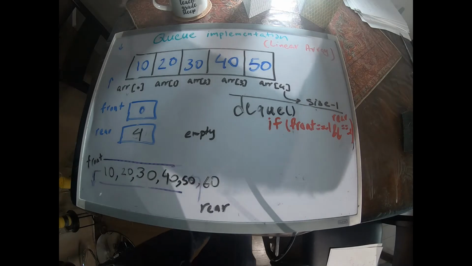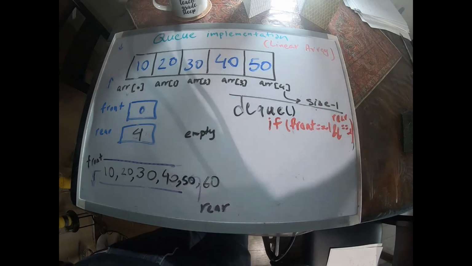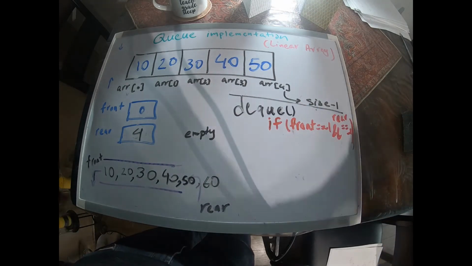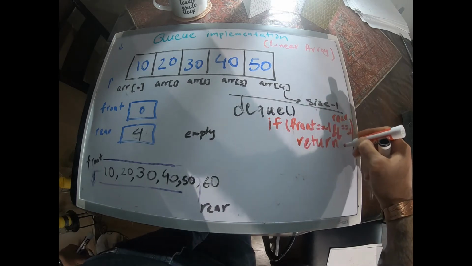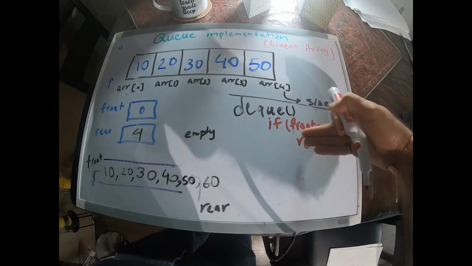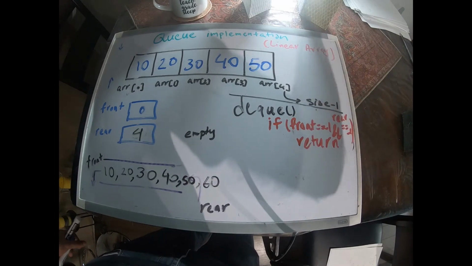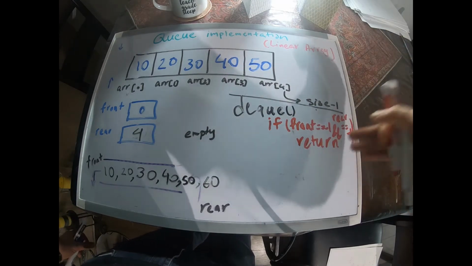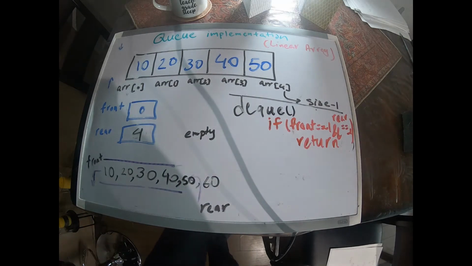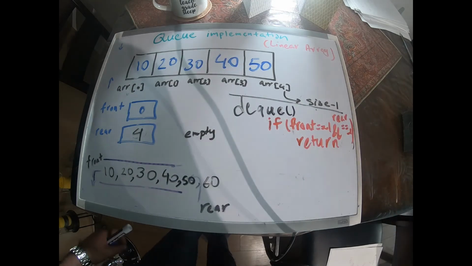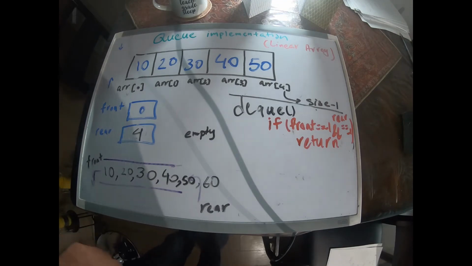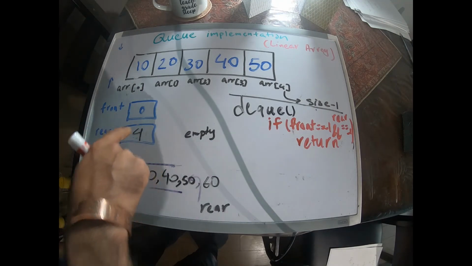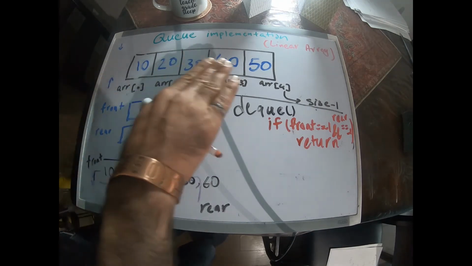If that's the case, we can't do anything, right? There's no data to be dequeued from the queue, so we just return or print a message. This is not complete code, right? You can print a message, the queue is empty. You can either throw an exception or you can return. And that's basically checking the precondition here, okay? And then in this case, I'm just gonna do it step by step.